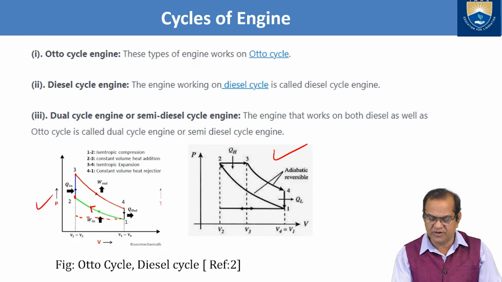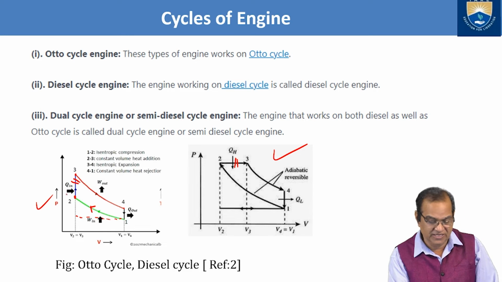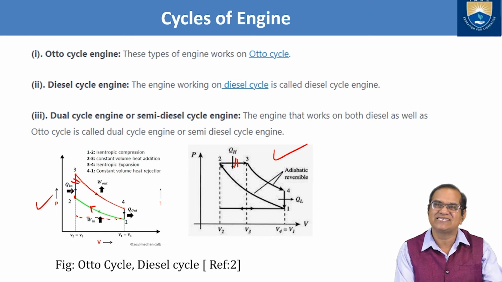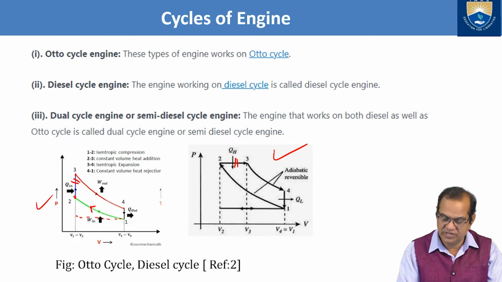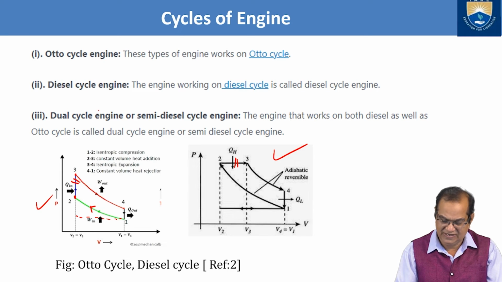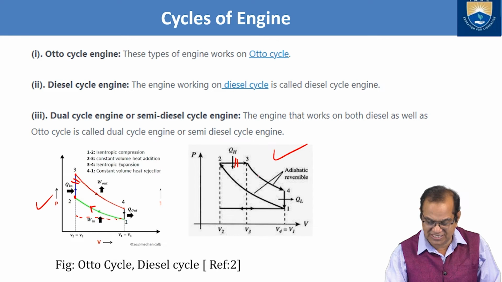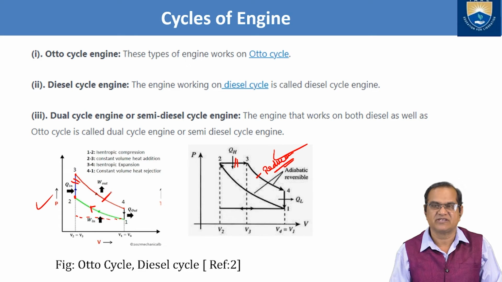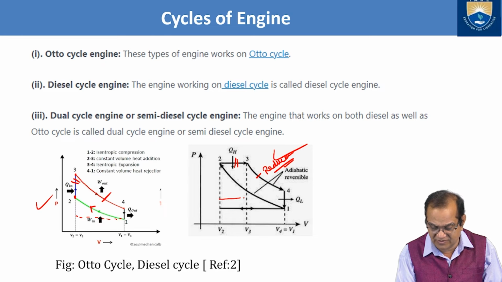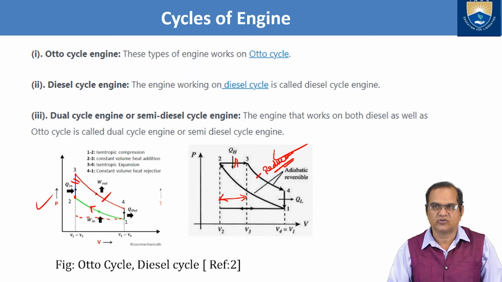The basic difference between the two is in 2, 3 here and 2, 3 here. In the Otto cycle, heat is added at constant volume. In the diesel cycle it is given at constant pressure. So in the diesel cycle everything is the same except 2 and 3. By this you can see this stroke is reduced compared to this, because some part of the stroke here is used only for burning. That is not the case in the Otto cycle.